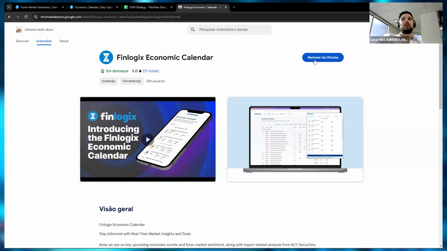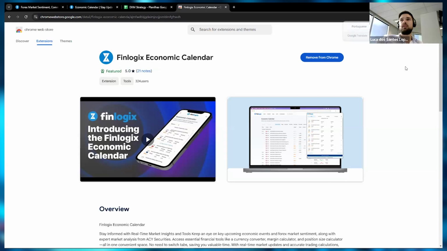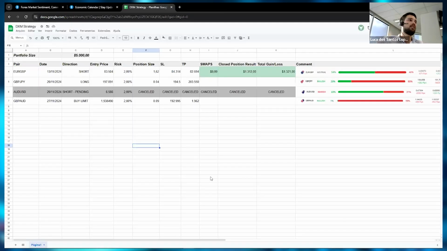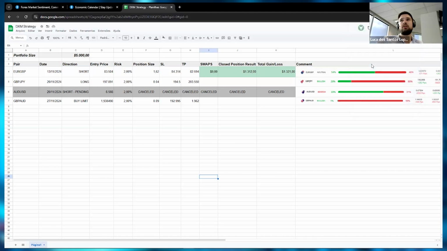Basically, you can click on add to Chrome. Let me translate this to English. So you're going to be adding it to Chrome, or to something else. It's going to be here. You can click on here, but I already have it, so it says remove. So basically click on add and then accept. I think you have to accept some sort of permissions. And then you can click on this little puzzle icon here, come to your extensions, and you have the FinLogics economic calendar. You can click on it.